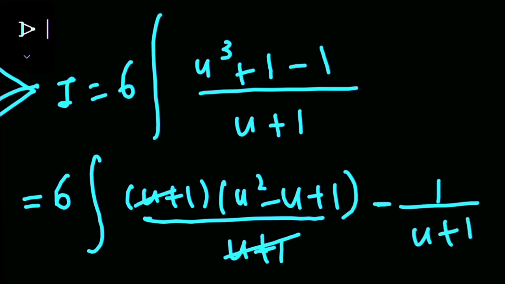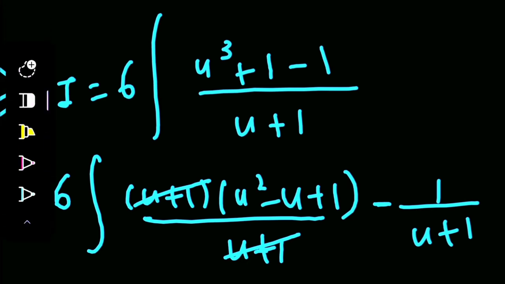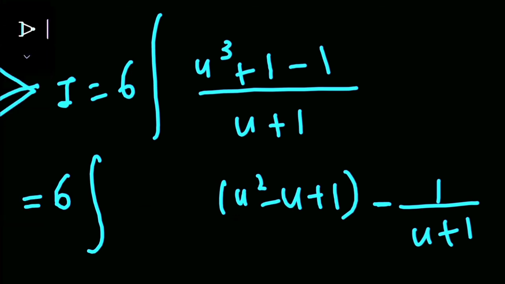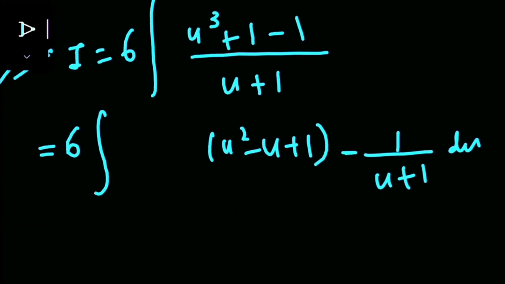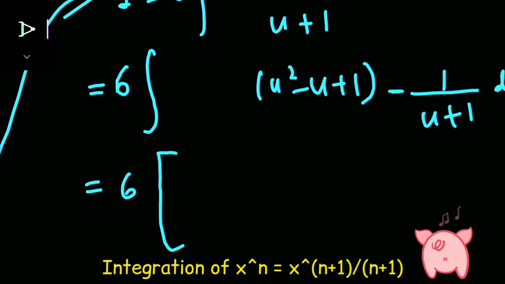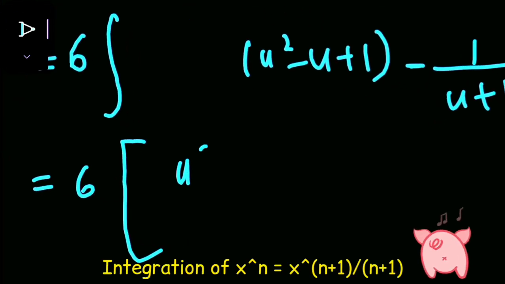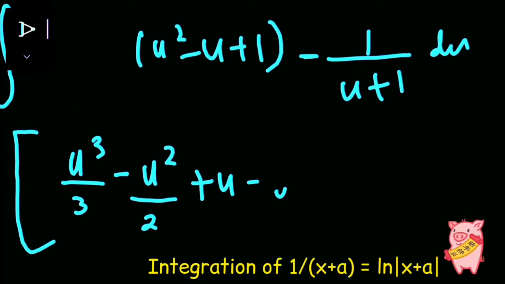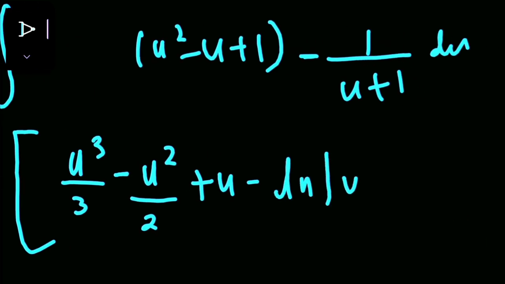Here this and this cancel out, so the only thing remaining is u square minus u plus 1 minus 1 upon u plus 1, with respect to u. Its integration is very simple, 6 times: u square integrates to u cube upon 3, integration of u would be u square upon 2, integration of 1 would be u, minus integration of 1 upon u plus 1 would be natural log of u plus 1. And plus the constant c, and that's our answer.